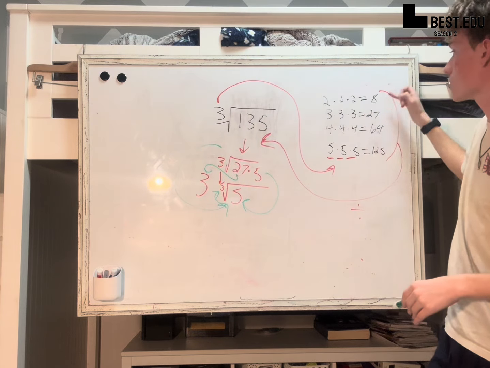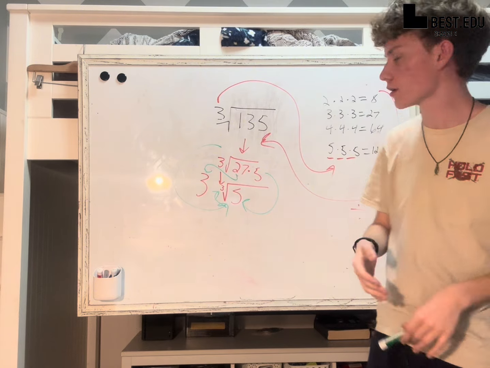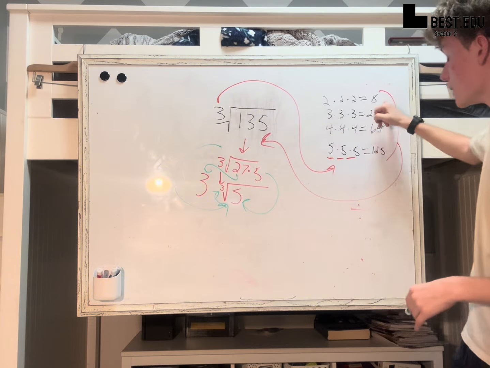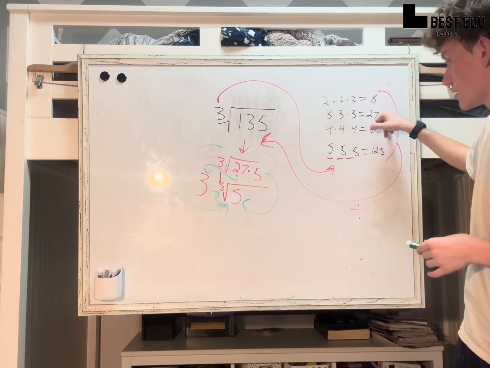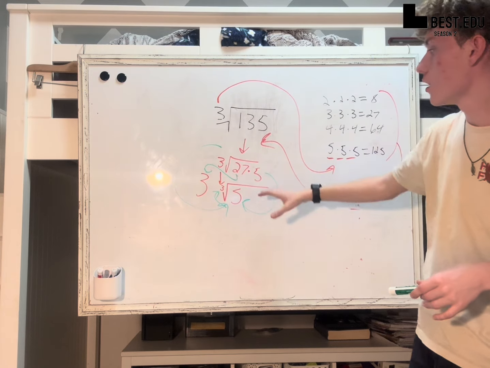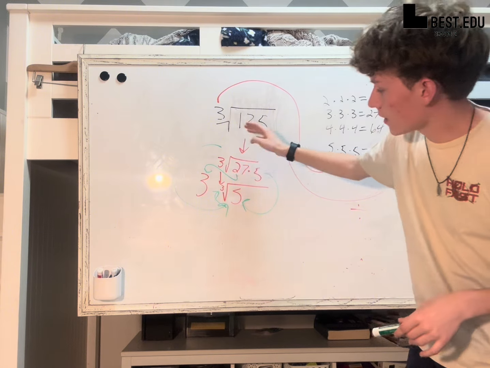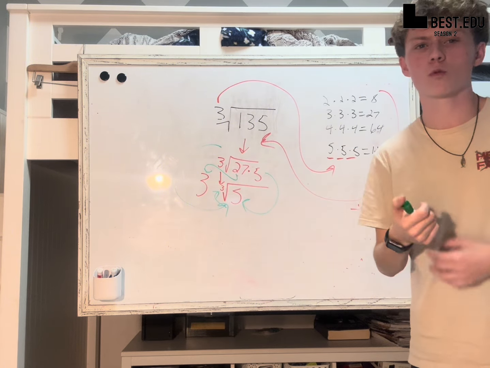2 times 2 times 2 equals 8. 3 times 3 times 3 equals 27. We're trying to find a multiple here. And 27 divides into 135. 8 doesn't, 64 doesn't, and 125 does not. 27 does. So that is why we did 27 times 5. The 27 then gets rooted and becomes 3. That's how we got that answer. I hope you can understand what we're going for there.